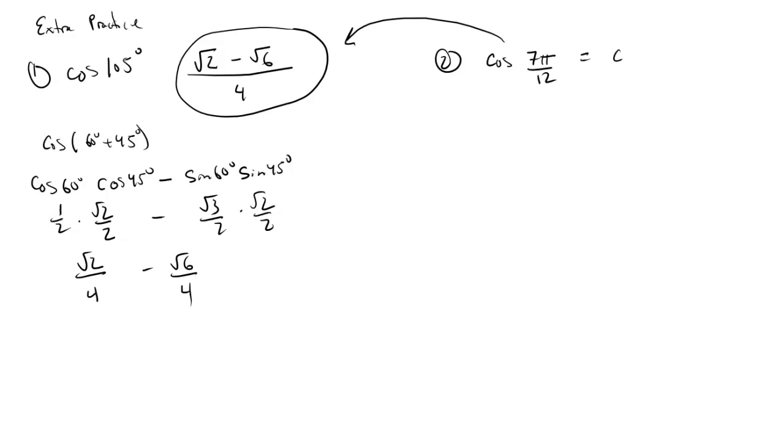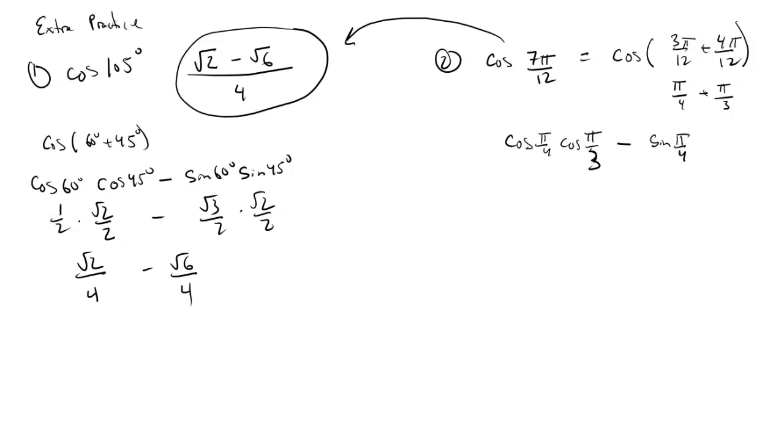But if you didn't, I put the numbers 3 pi over 12 plus 4 pi over 12 to give me 7 pi over 12. And again, 3 pi over 12 is the same thing as pi over 4, and 4 pi over 12 is the same thing as pi over 3. So this will be the cosine pi over 4, cosine pi over 3, minus sine of pi over 4 times the sine of pi over 3. All right, hold on, I'm going to rewrite that. So sine and then pi over 3.